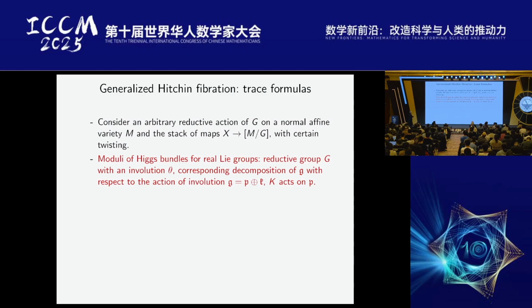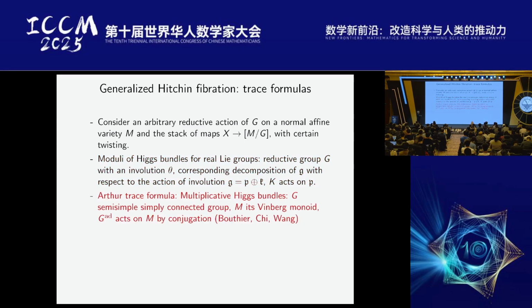So for example, we have the symmetric space case: you have a reductive group G with an involution, then you have the decomposition of the Lie algebra g into p plus k, and you have the action of K on P. That is quite an example in the case of symmetric space. Then, when you look at the Rion, the bona fide trace formula, you have kind of unfamiliar objects, but actually a very nice situation.